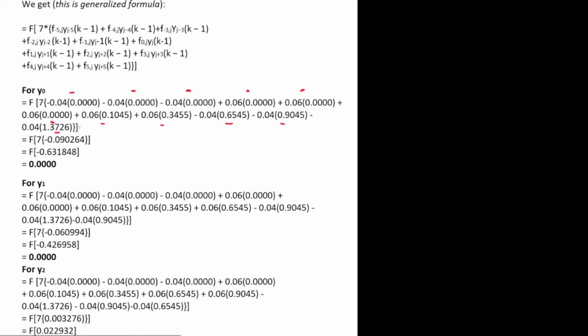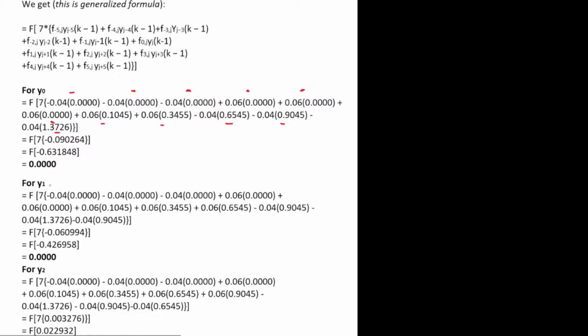And also, you have to calculate all these values, and if you get a negative value, that's automatically 0. If you get a positive value, whatever value you get here is going to be the final value. But if you get a negative value, that's automatically 0. So here we have negative 0.6318, right? That's why we got 0 here.